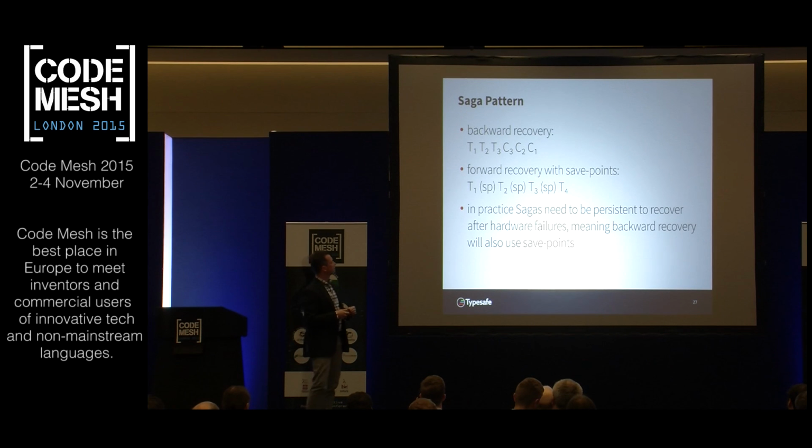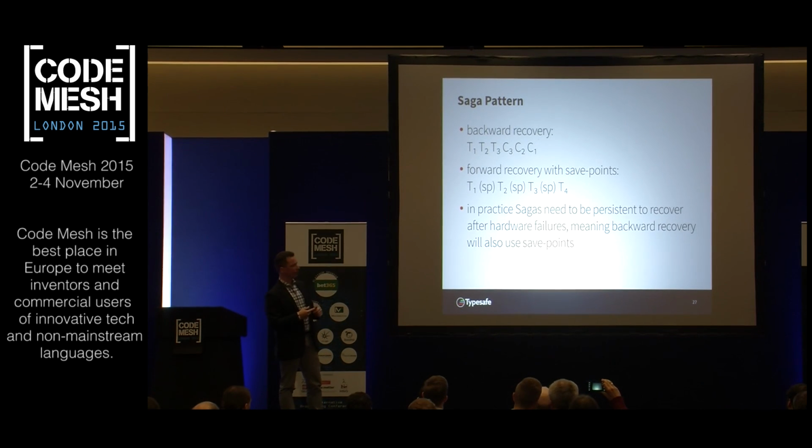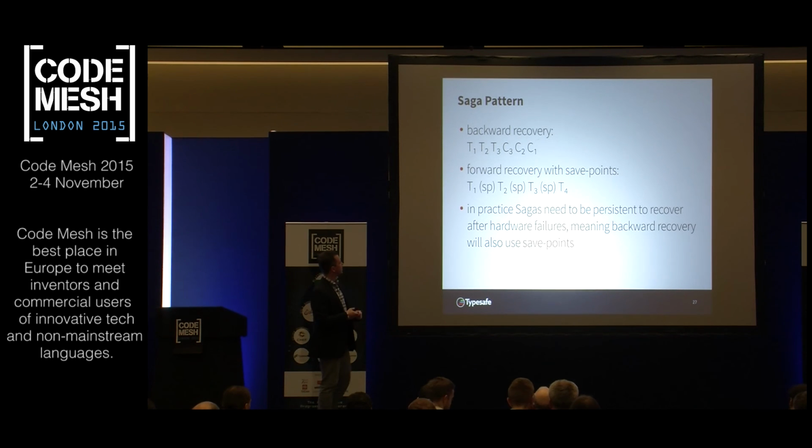So in a bit more formal terms, we can do backward recovery. If we have 4 transactions, the first 3 committed, then we run the compensating actions in reverse order, C3, C2, C1.